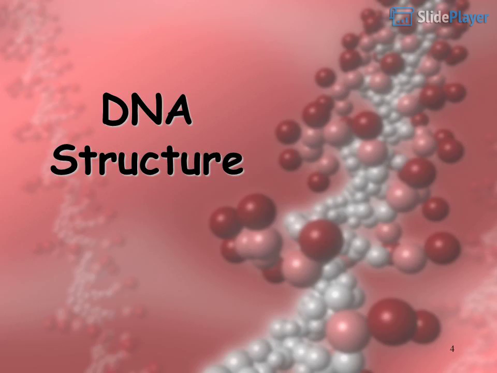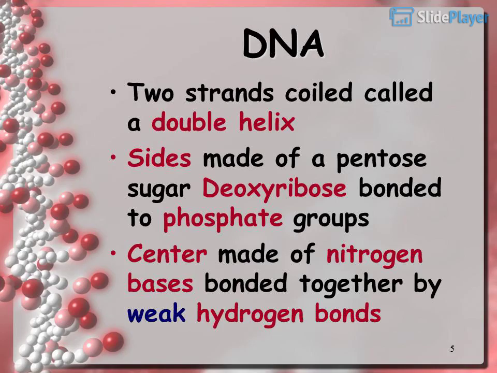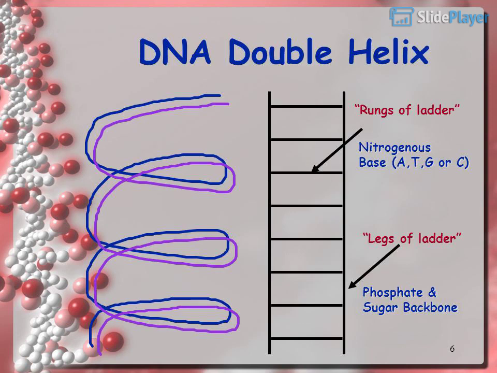DNA structure. DNA has two strands coiled, called a double helix. The sides are made of a pentose sugar, deoxyribose, bonded to phosphate groups. The center is made of nitrogen bases bonded together by weak hydrogen bonds. The rungs of the ladder are nitrogenous bases: A, T, G or C. The legs of the ladder are the phosphate and sugar backbone.